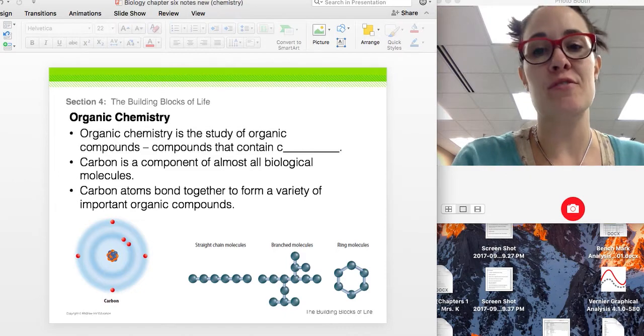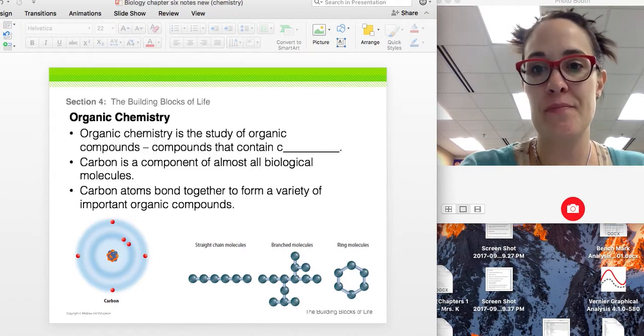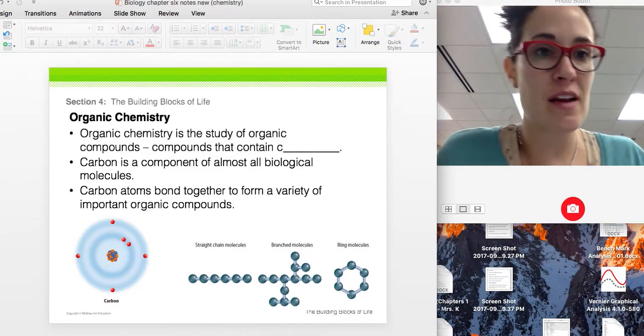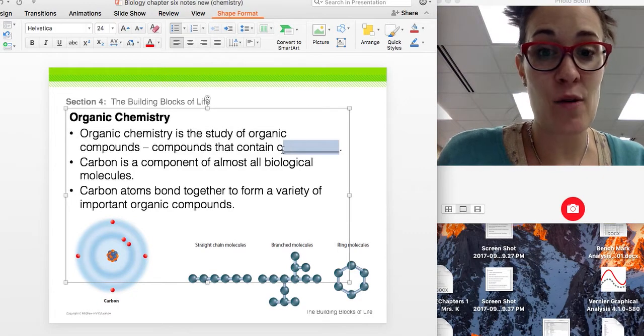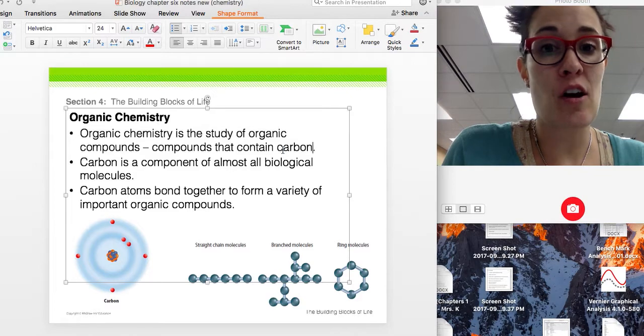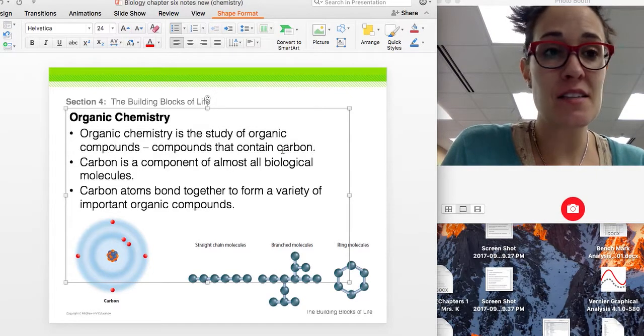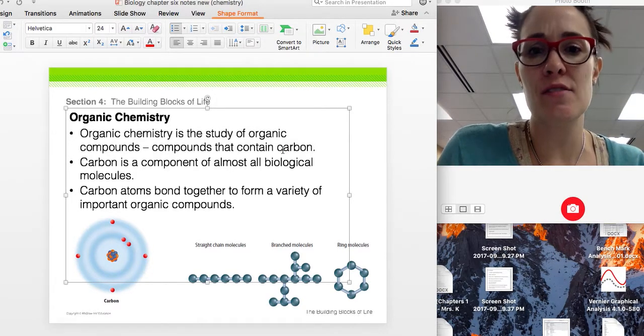It's organic chemistry. One of my favorite things to talk about. Organic chemistry is simply the study of organic compounds, and to be organic, they have to contain the element carbon. It's a component of almost all biological molecules.